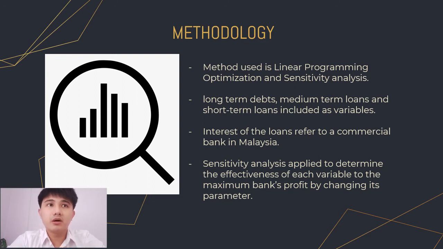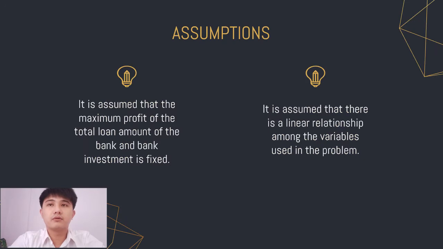So in this paper, a linear programming model has been applied to determine the maximum profit that a bank can obtain from the loan portfolio. Before the calculation, we have made 2 assumptions for this model. The first one is that it is assumed that the maximum profit of the total loan amount of the bank and bank investment is fixed. The second one is that it is assumed that there is a linear relationship among the variables used in this problem.